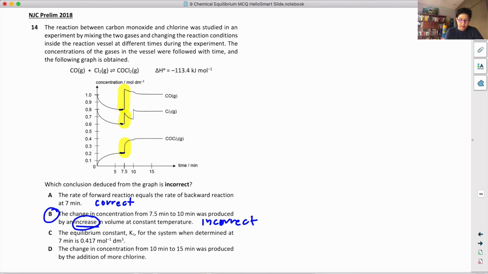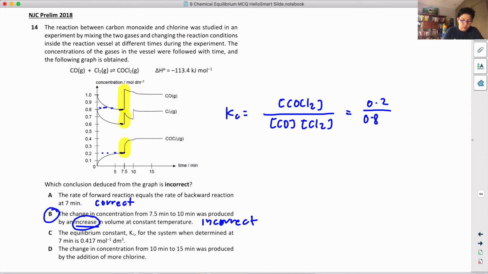The equilibrium constant determined at 7 minutes is 0.417. Can you tell? Let's try to do a bit of calculation here. Kc equals COCl2 over CO times Cl2, all in concentration. COCl2, the value is 0.2. CO, the value is 0.8. And for Cl2, the value is 0.6. If you punch your calculator, you should get 0.417. So this is actually correct.